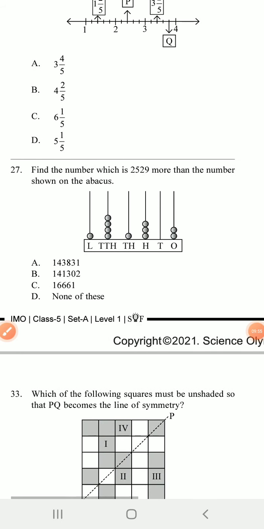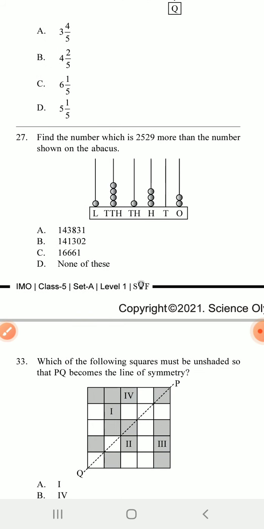Find the number which is 2529 more than the number shown on the abacus. So first find out the number from the abacus, and find out this number. Among these four numbers, which one is more than 2529?